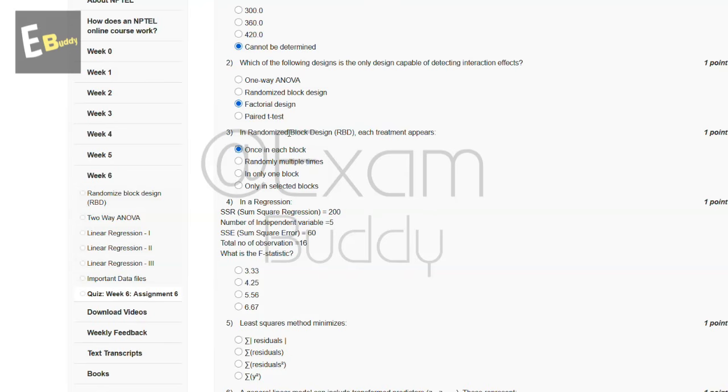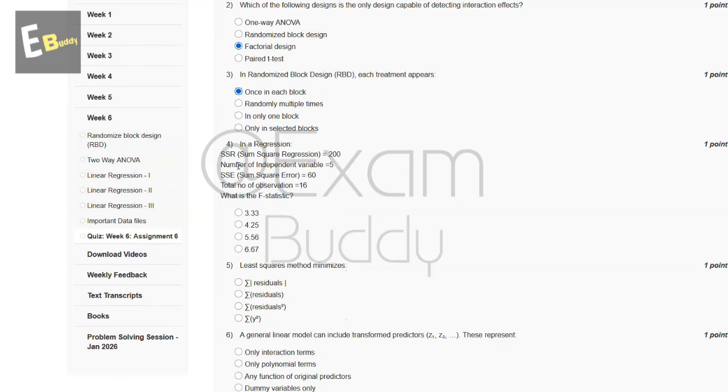And now let's go to our question number 4. In a regression, SSR, sum square regression, equal to 200, number of independent variables equal to 5, SSE, sum square error, is equal to 60, total number of observations is equal to 16. What is the F statistic? So these are the options, and the answer of our fourth question is D, 6.67.